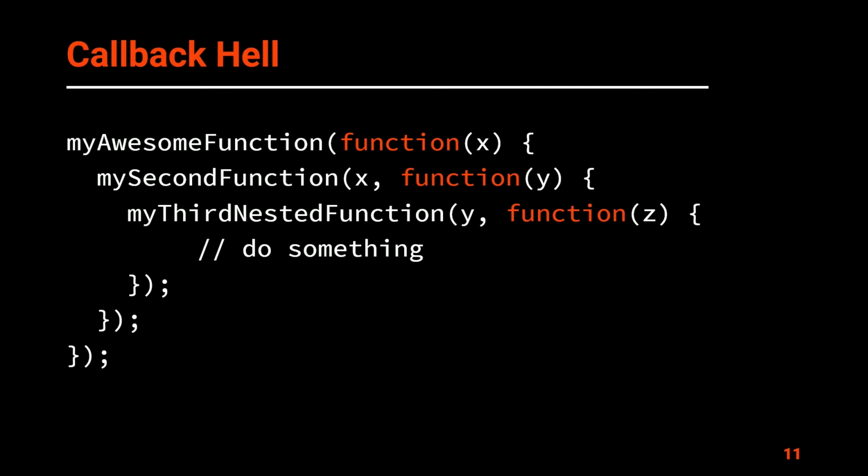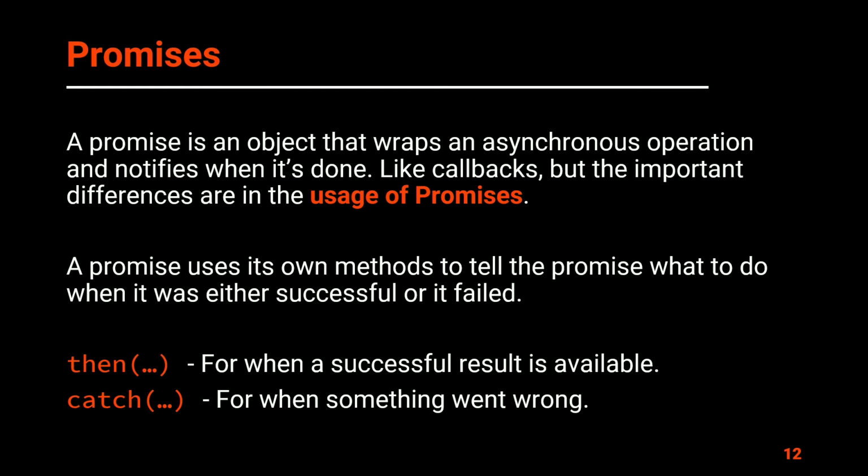And again, it's just kind of hard to decipher really what's going on behind the scenes. Okay, so there's callback functions. They're okay, but they can become a problem. That's where promises were kind of created out of this. A promise is an object that wraps an asynchronous operation and notifies when it's done.